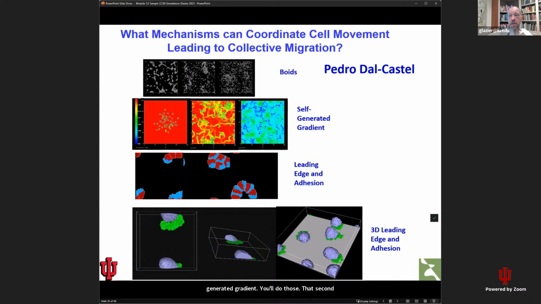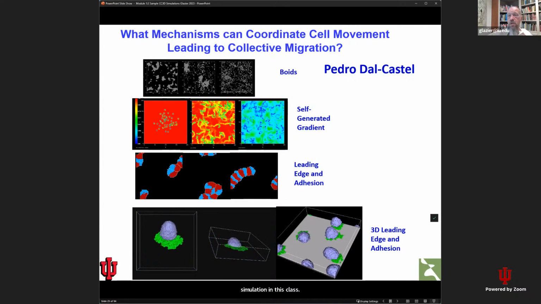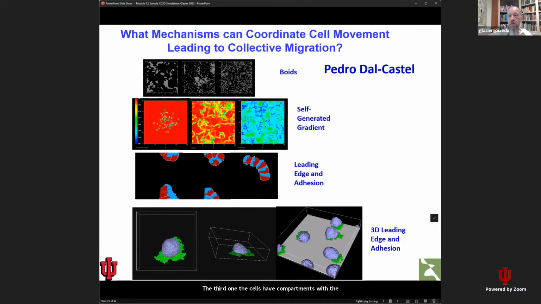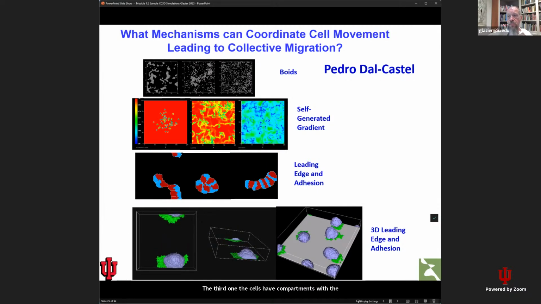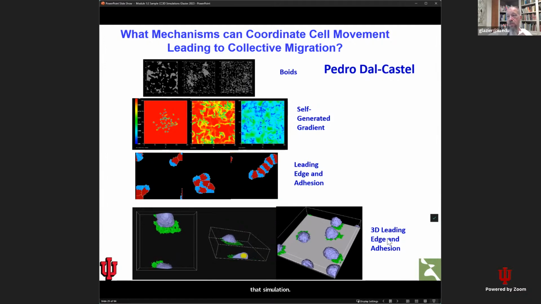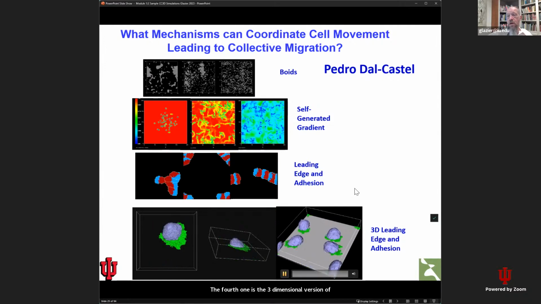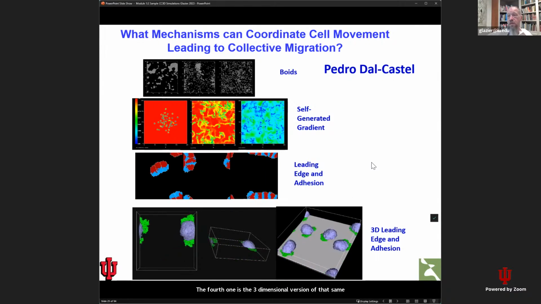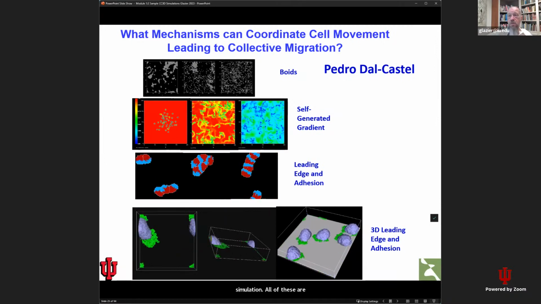The third one, the cells have compartments with a leading edge and adhere to each other. You'll also do that simulation. The fourth one is a three-dimensional version of that same simulation. All of these represent situations which do occur in real biology.